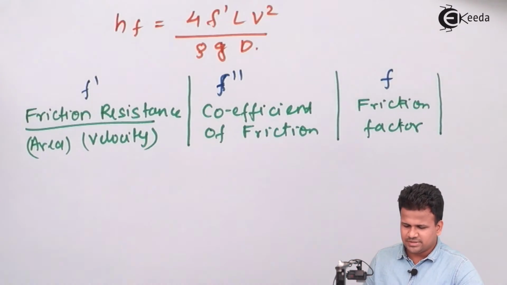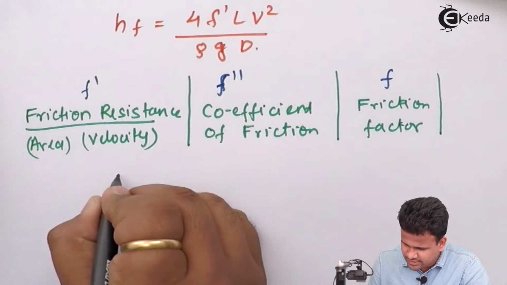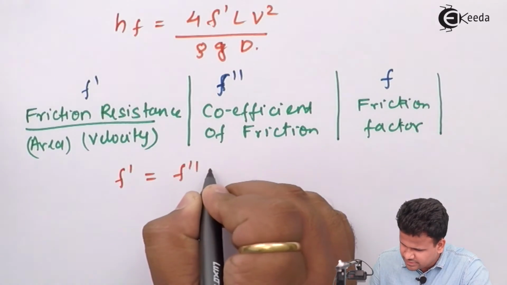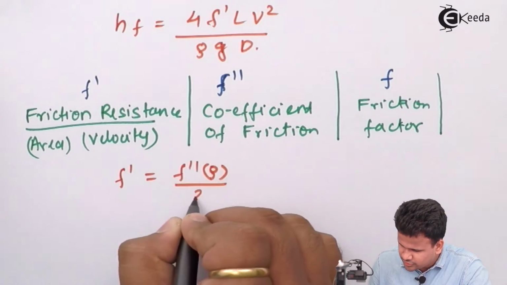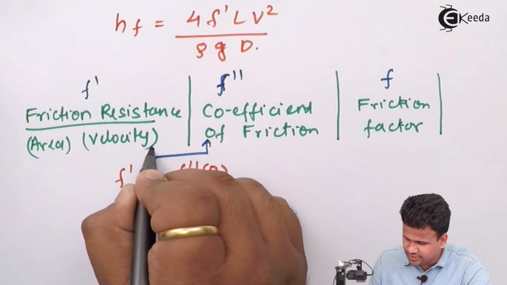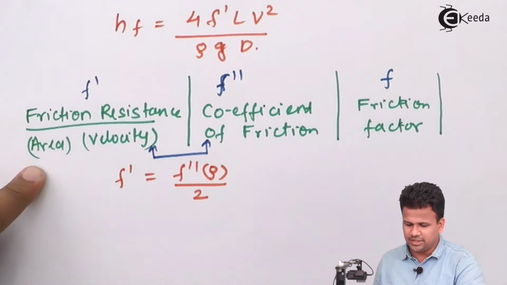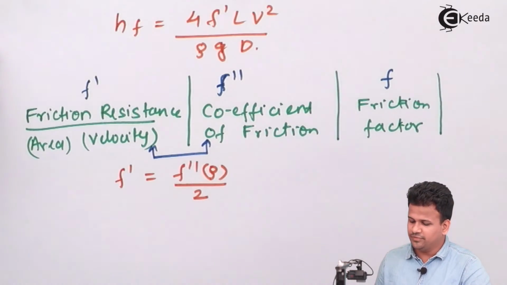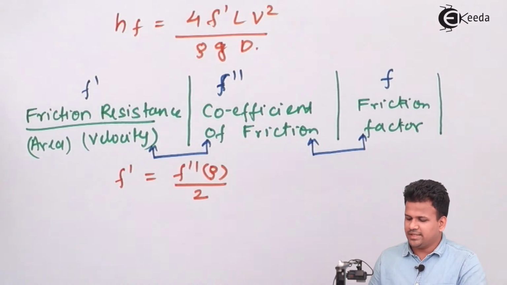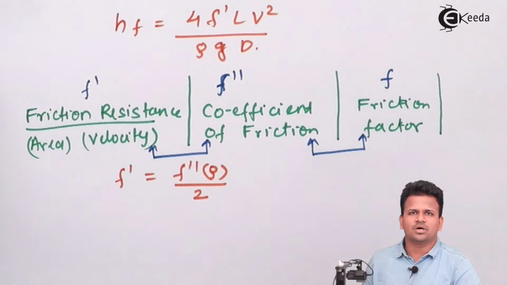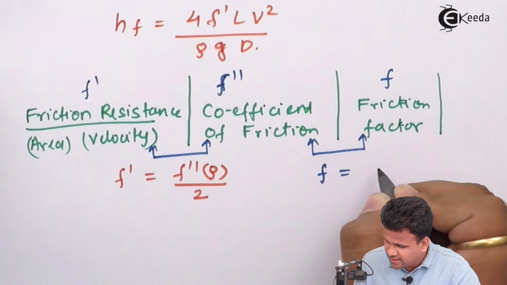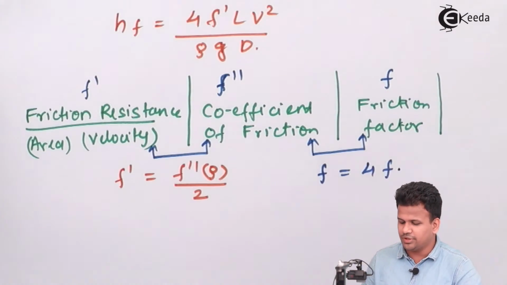Now, all these three parts are related to each other. That is, F dash is equal to F double dash into rho upon 2. And that is a relation between these two physical quantities, that is frictional resistance per unit area per unit velocity and coefficient of friction. Now the next part is a relation between these two, that is friction factor and coefficient of friction. Now how are they related? That is, friction factor F is 4 times the coefficient of friction.